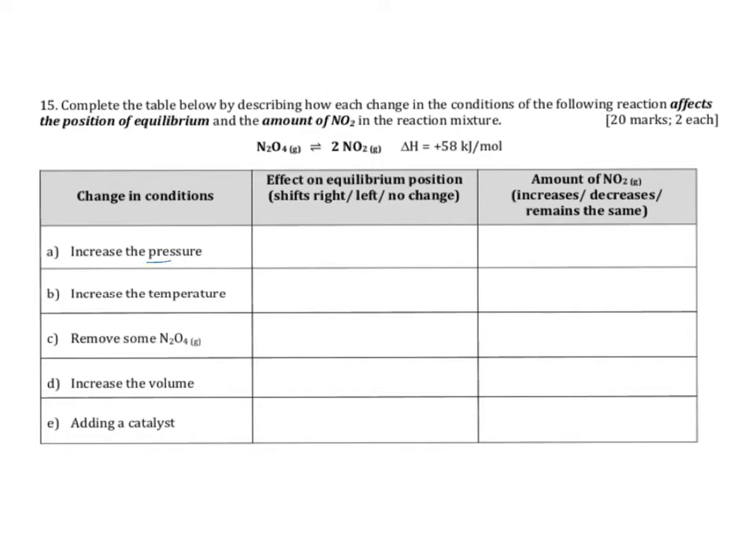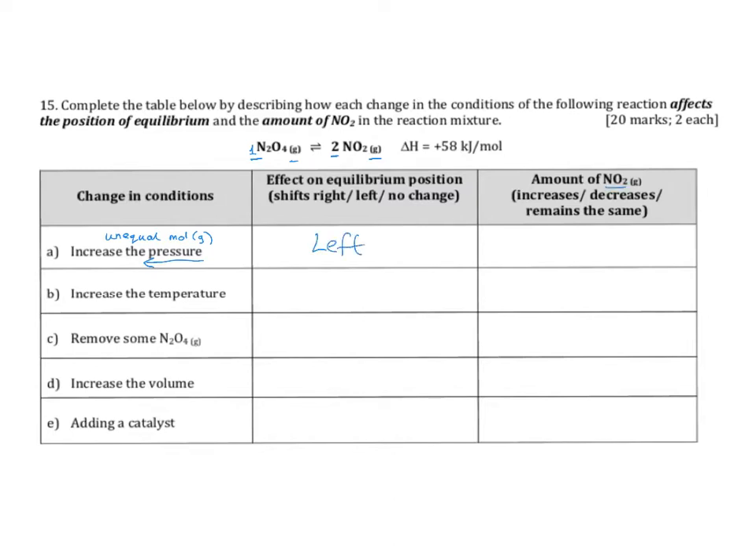Pressure. Pressure is to do with unequal moles of gas. So we're going to look at this question and we're going to look at the equation, and we can see that here we have got 1 mole of gas, but over here we've got 2 moles of gas. As you increase the pressure, you're going to squash the particles closer together, so they're going to want to be with the smallest moles. So looking at our equation, we've got 1 and we've got 2. The smallest moles is over here, so we're going to be pointing our equilibrium to the left.